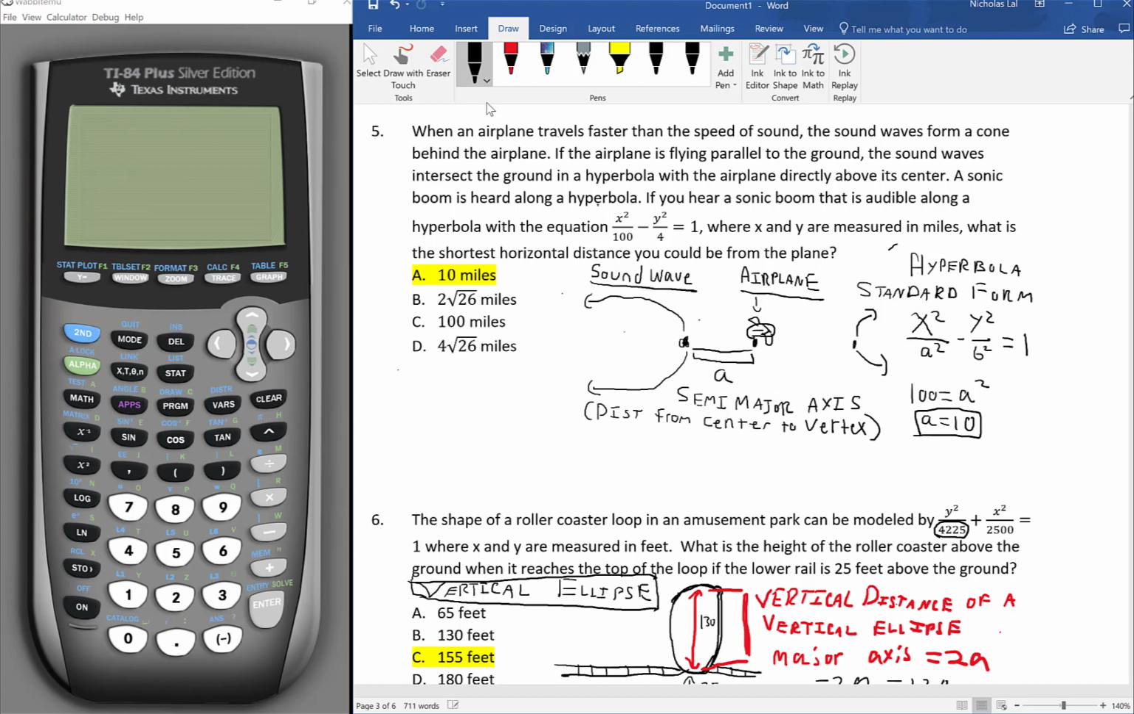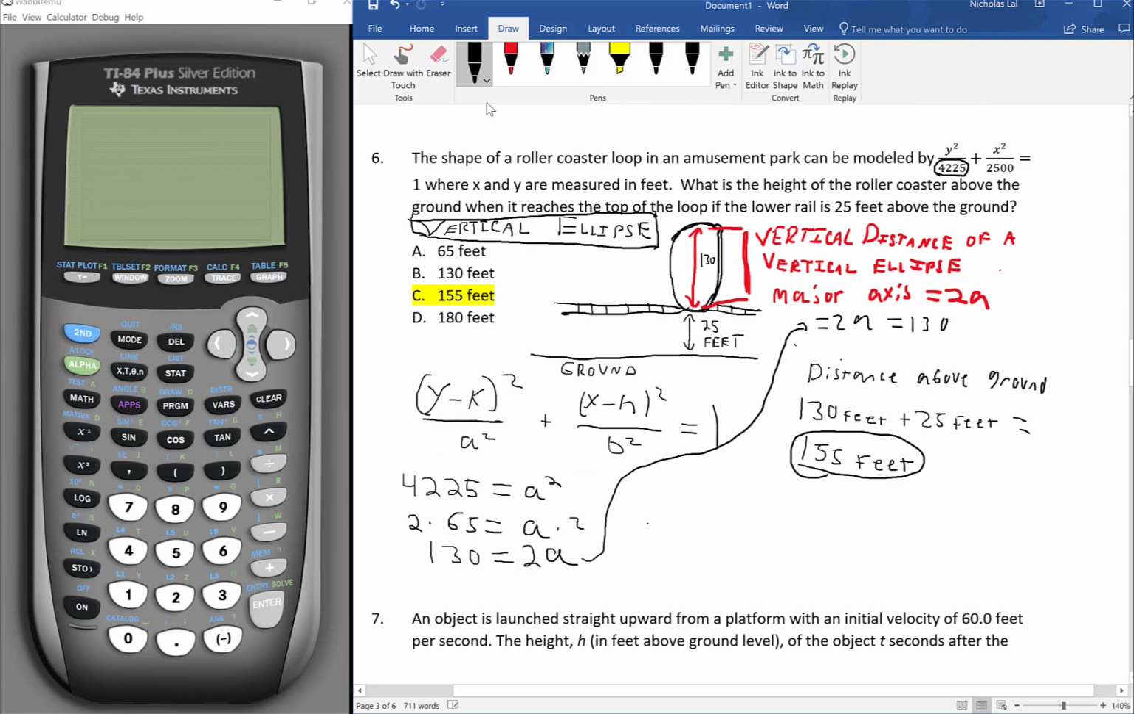But the shortest distance is going to be the distance from the center to a vertex of one of the parabolas in the hyperbola. And that distance we need to know is a, which is the semi-major axis. That's the distance from the center to the vertex. Now, the standard form of a horizontal hyperbola is x squared over a squared minus y squared over b squared. And so in this case, 100 is equal to a squared, which means a is equal to 10. So the distance from the center to the vertex is 10. So the answer is 10 miles. So you just got to be able to conceptualize the problem. Moving on.